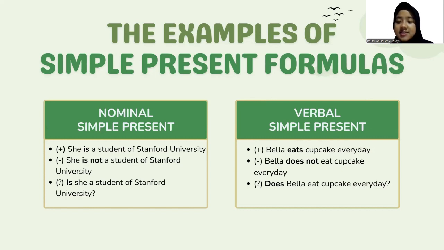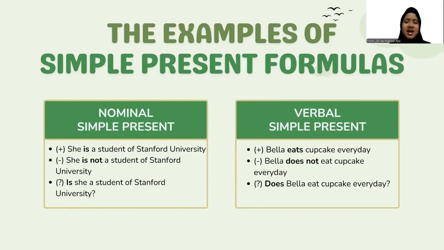Now is the verbal simple present. Here we have Bella eats cupcake every day. Okay? And negative, we have Bella does not eat cupcake every day. And for the interrogative, we have does Bella eat cupcake every day?